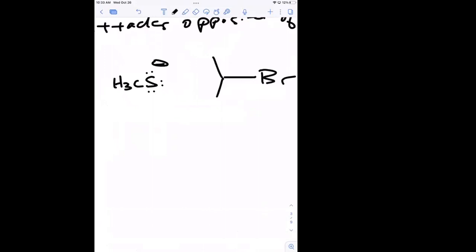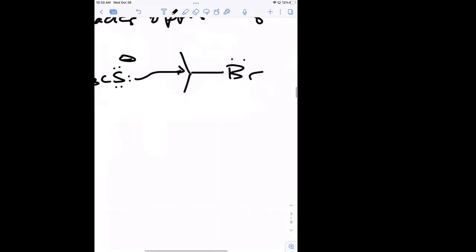Everybody agree with that? So the arrow goes here to here, and then here's my bromine. That's my leaving group, so it's leaving with a pair of electrons. What's that called when I break a bond like that and give both electrons to the same atom? Anybody remember?